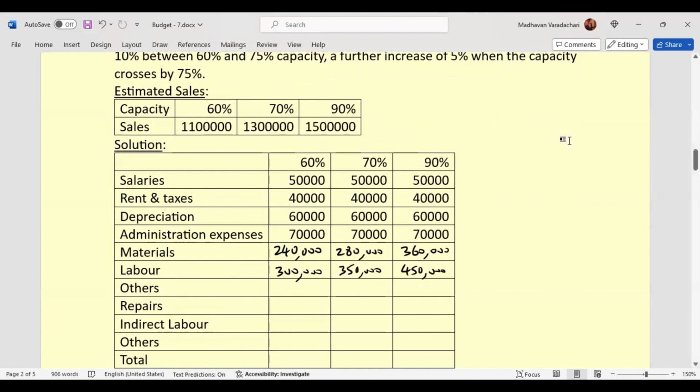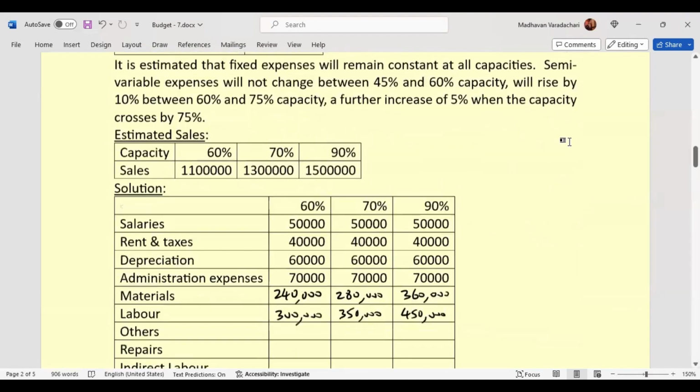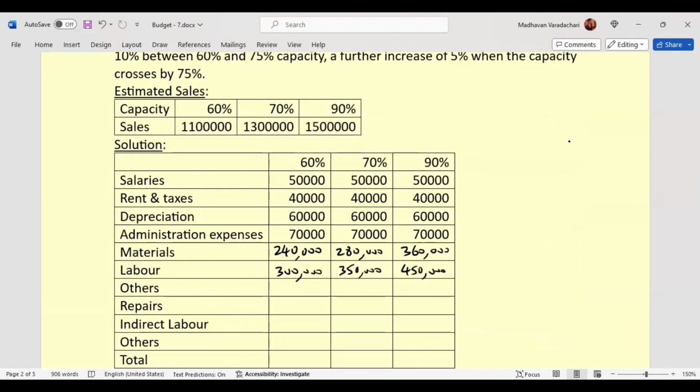Then others, it is 800 per percentage. So 800 into 60, 48,000. 800 into 70, 56,000. 800 into 90, 72,000.